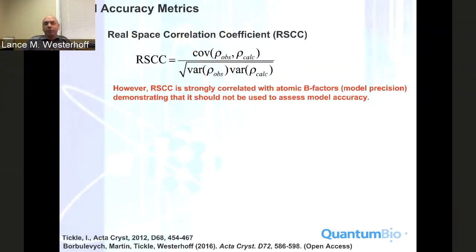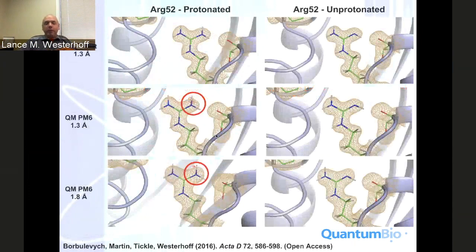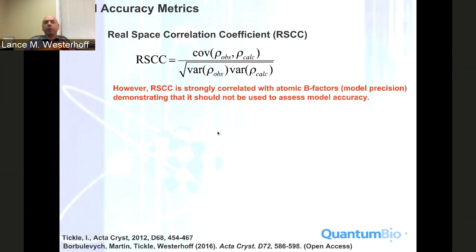The problem though is, how do you do this? Obviously looking around at all these little difference densities is going to be really annoying. So we tried to come up with a more automated approach. First, we looked at the real space correlation coefficient, which makes sense, since everybody uses it for various approaches. We thought, can we use that to measure whether or not we have the correct protonation state and how well it agrees with density? The problem, though, is that the real space correlation coefficient is pretty strongly correlated with the atomic B factors, or the model precision, and therefore it's really not a good measure of model accuracy.